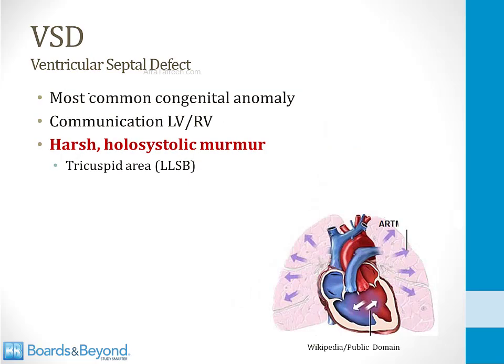So we'll start by talking about a VSD, which is a ventricular septal defect. And the reason I talk about this first is because this is the most common congenital heart anomaly. It's a communication between the left ventricle and the right ventricle, as depicted in this cartoon on the screen here.